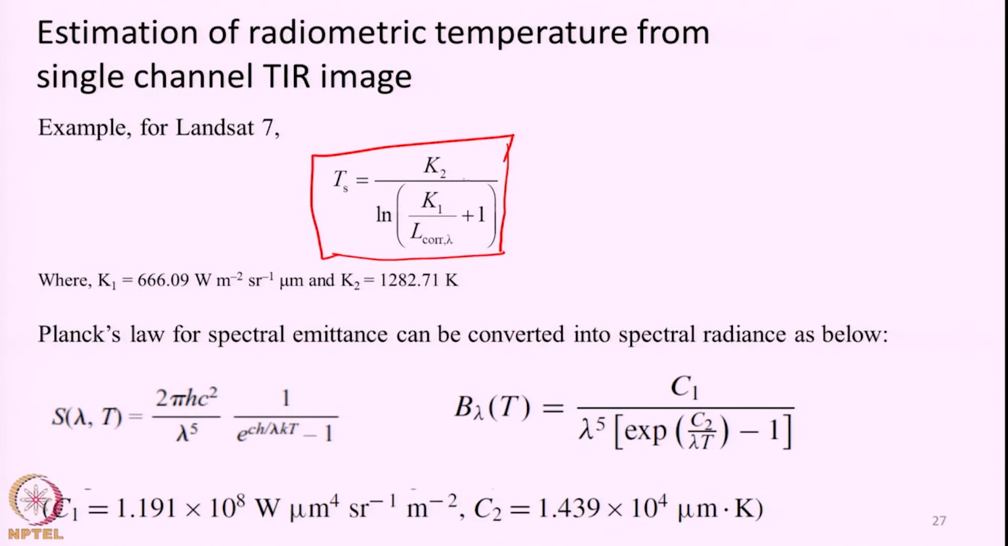Okay. So, some sort of equations will be there like this. If you look at Landsat 7 or Landsat 8 or Landsat 5, the equation will be there, but these constants K1 and K2 will vary. Okay, K2 is here, K1 is here. How has this equation been derived?